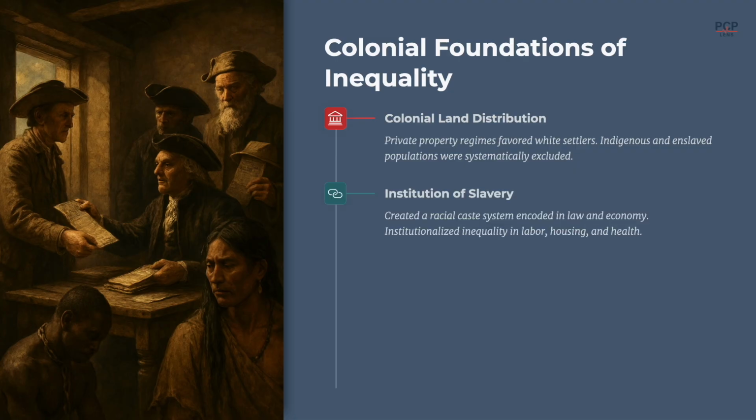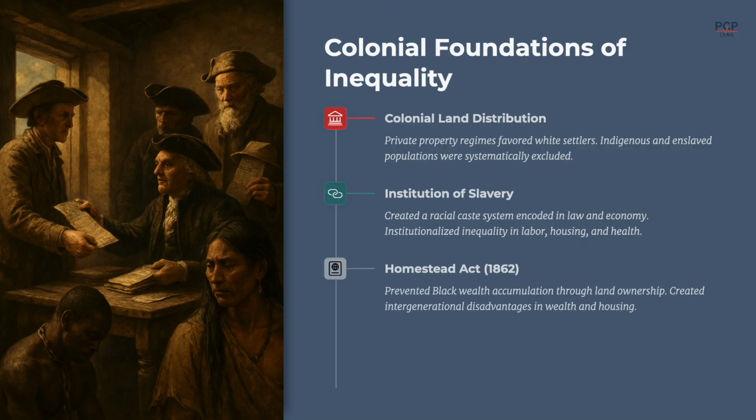This was then followed by the institution of slavery, which created a racialized caste system encoded in law and the economy. This institutionalized inequality led to poor labor conditions, housing, and health outcomes. The 1862 Homestead Act prevented accumulation of wealth in black people through restriction of land ownership. This created intergenerational disadvantages in wealth and housing.